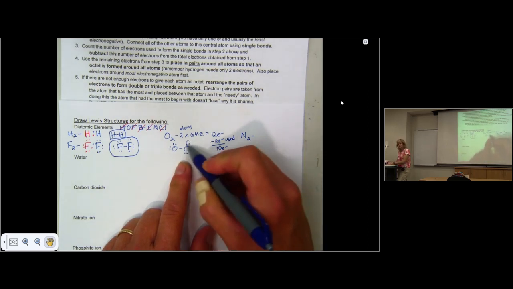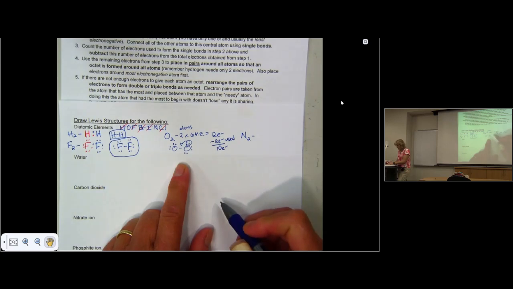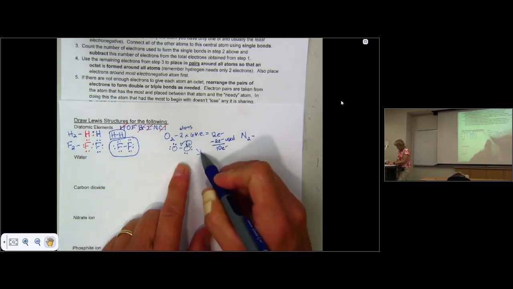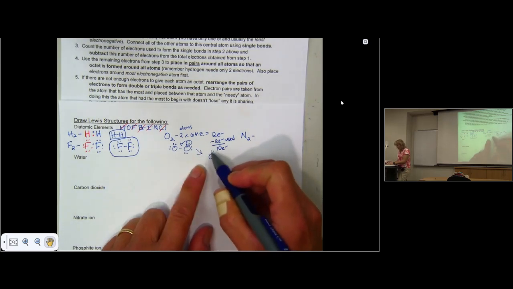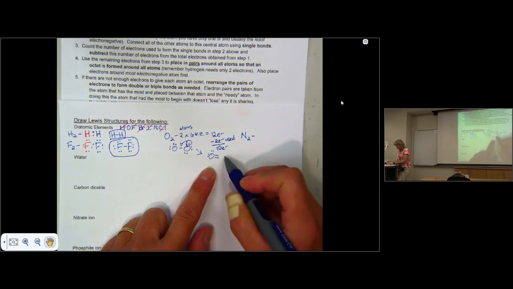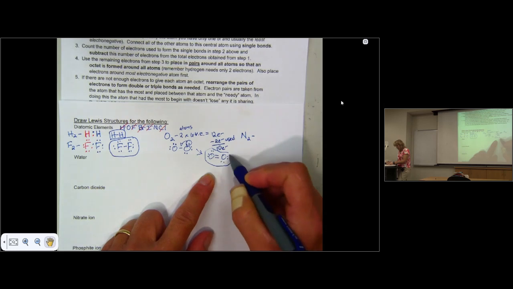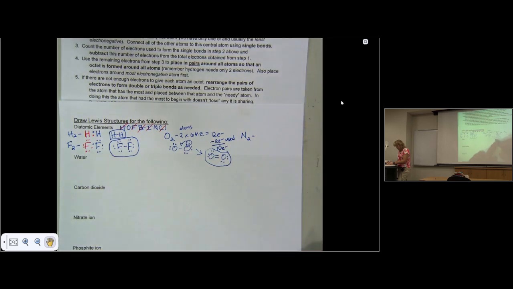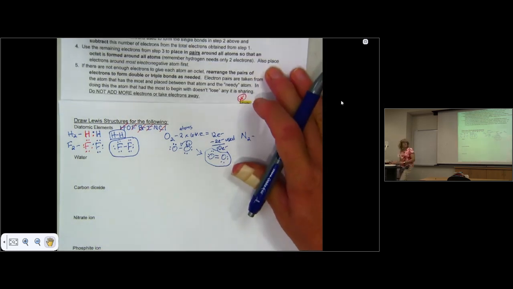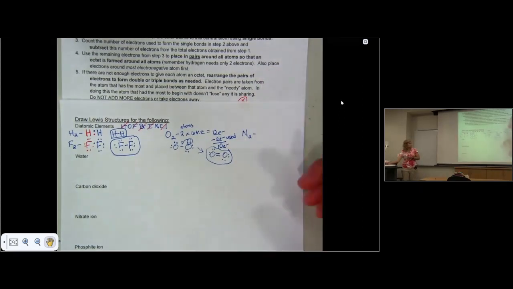So pick 2. I don't care which 2 you pick. Just pick a pair. I'm going to pick that pair, and I'm going to put them in the middle. And then when I do that, it becomes O double bond O. And that is the Lewis structure.